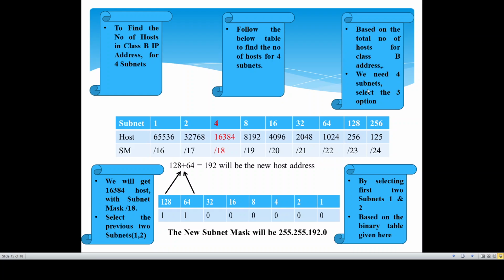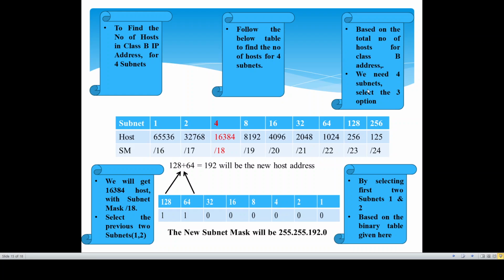The second one will be the host. It will be starting from 65,536 in reverse order till 1. Then the last one will be the subnet mask. The subnet mask will start from whatever value is given in the question. So it will be /16, starting from 16, 17, 18, 19.